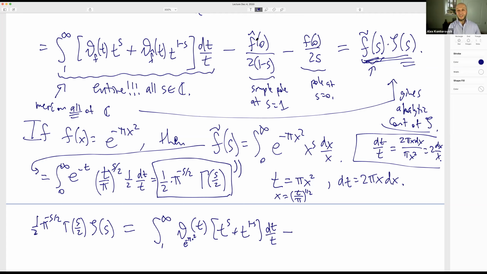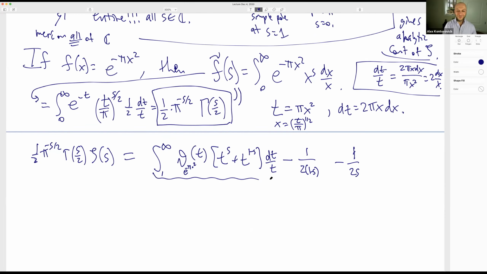minus, let's see, what's the f of 0? F of 0 is easy. The Gaussian of 0 is 1, so there's a minus 1 over 2s. And f hat is f, so this is also 1 over 2 to the 1 minus s. So far, so good.